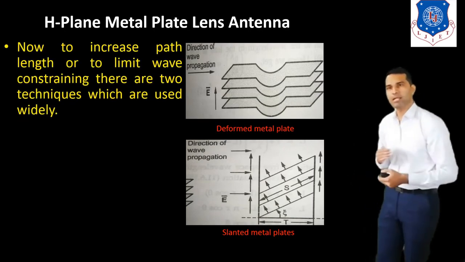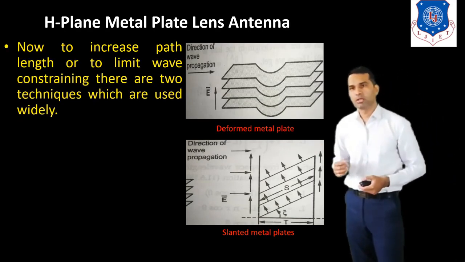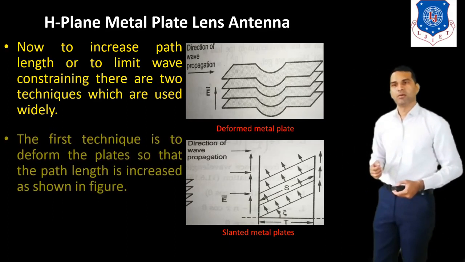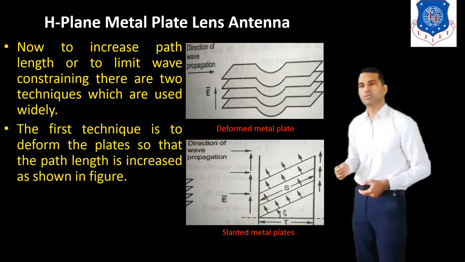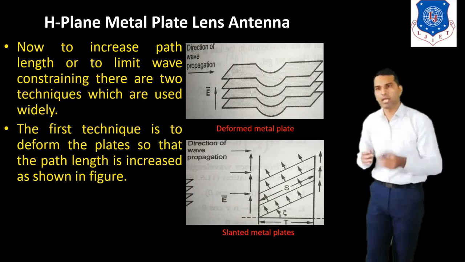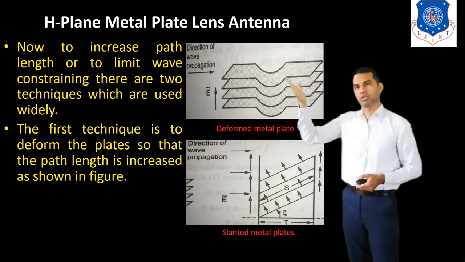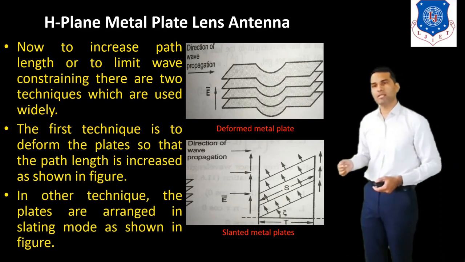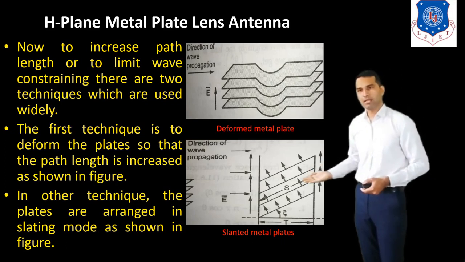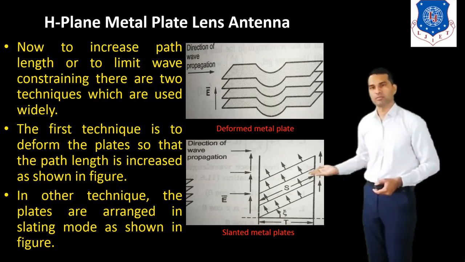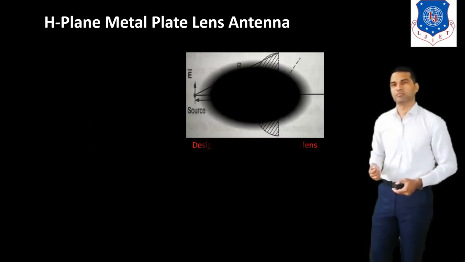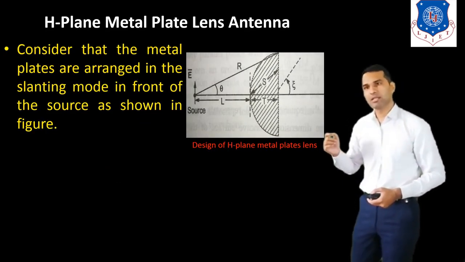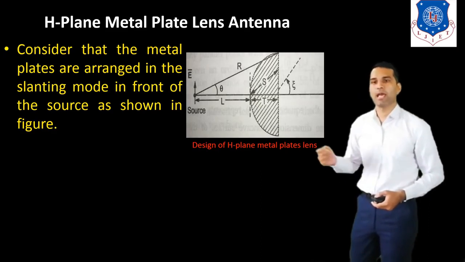Now to increase the path length or to limit the wave contraction, there are two techniques which are widely used. The first technique is to deform the plate so that the path length is increased, as shown in this figure. And in the second technique, the plates are arranged in the slanting mode, as shown in this figure. Consider that the metal plates are arranged in the slanting mode in front of the source, as shown in the figure.